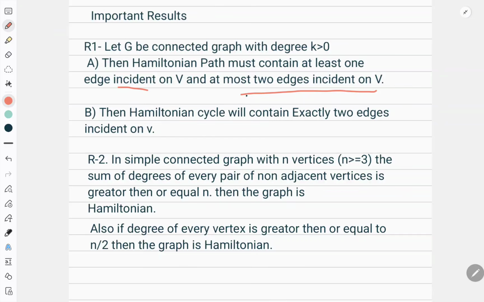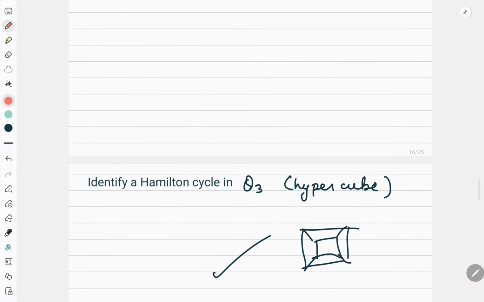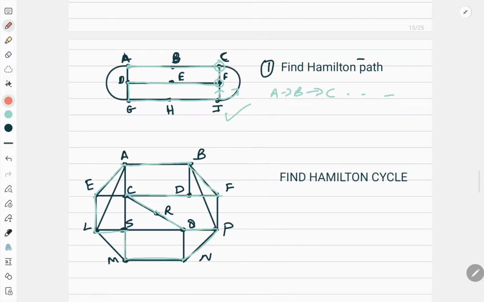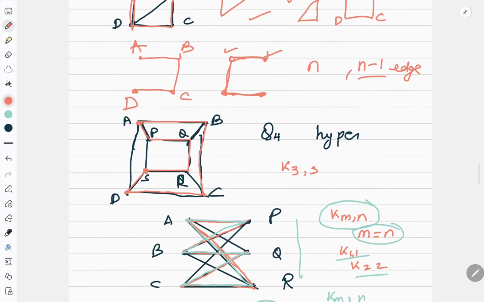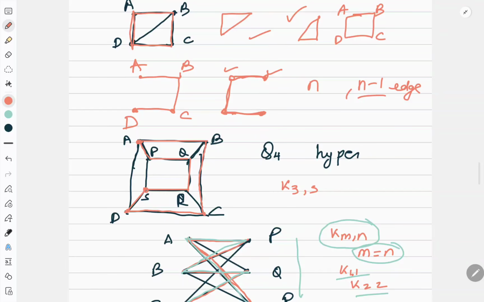Second result, same thing. If G is a connected graph with degree k greater than 0, then a Hamiltonian cycle will contain exactly two edges incident on V. So if you see all the questions we have done, whatever cycle we have traced, you will find there are exactly two edges incident on V. Let's move here and see. See, this is a Hamiltonian cycle. The green color is a Hamiltonian cycle. If you just trace the cycle over here, you will find that every vertex has degree 2. Look at this. Every vertex in a cycle.